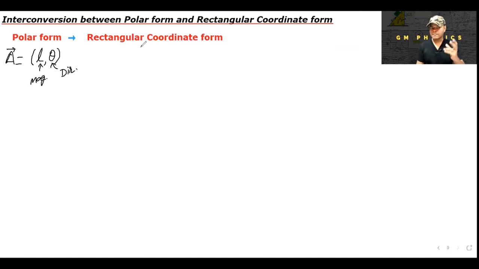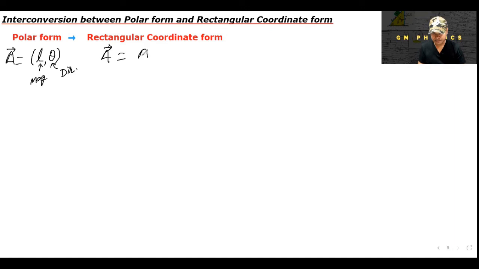Rectangular coordinate form for the same vector, A vector, will be in the form of coordinates of the head of the arrow. And now we understand that is the projection of the vector along x-axis and y-axis. Those are the components of the vector along x and y, x component and y component. So the general form in rectangular coordinate form representation will be like this.